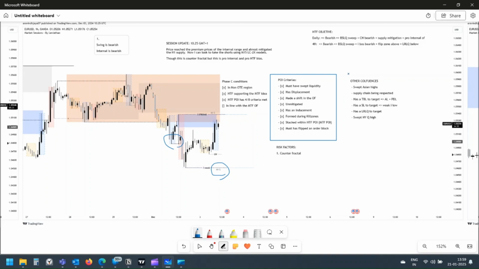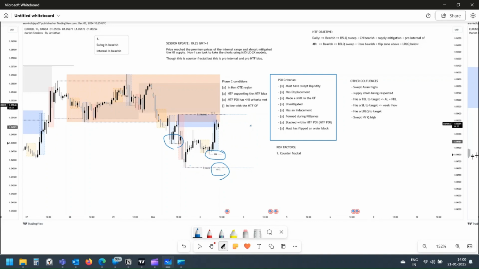What are the other confluences? Asian high has been swept, the supply chain is being respected, and there is a time-based liquidity target, that is the Asian lows, and there is also the previous day low to be targeted, and this previous day low is also the weak internal low as well as the 4-hour sell side liquidity. So there are a lot of factors to be considered.